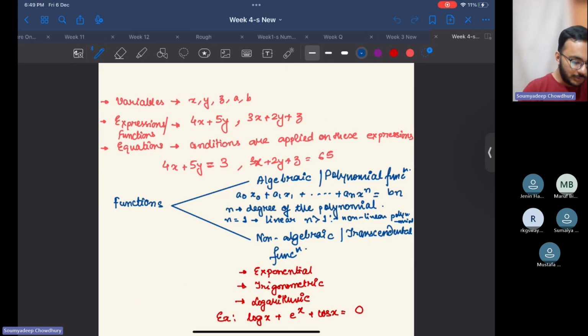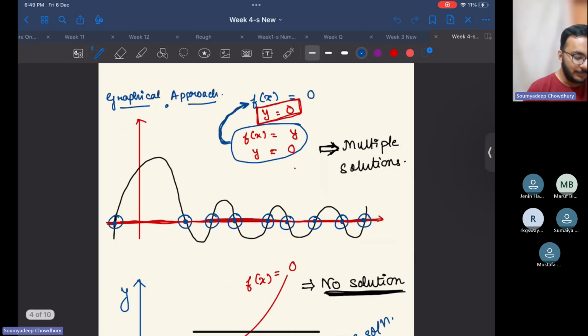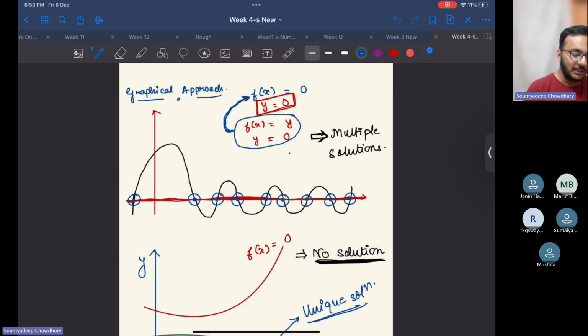Okay, so just a quick recap: the basic technique to solve any nonlinear equation is the graphical approach.